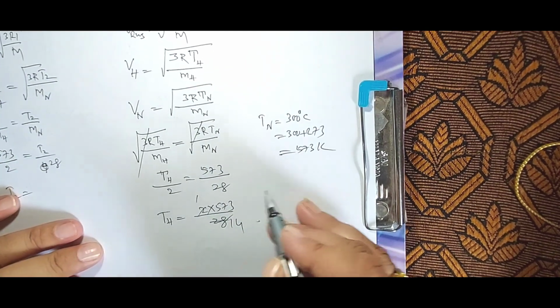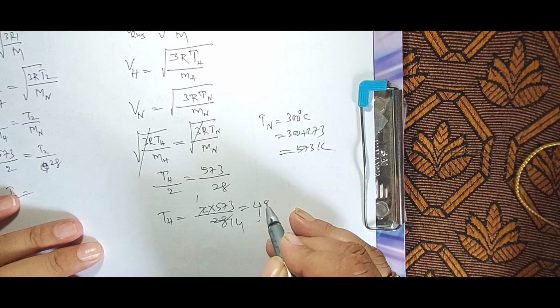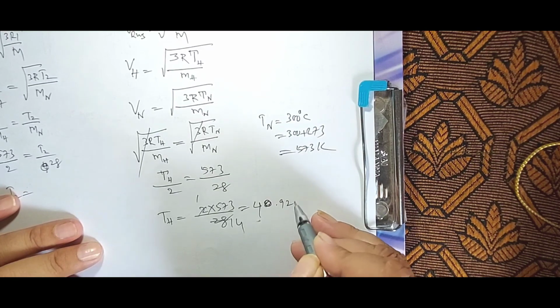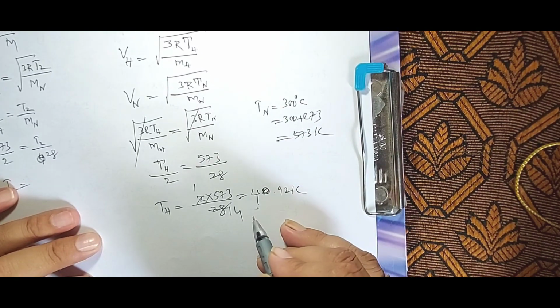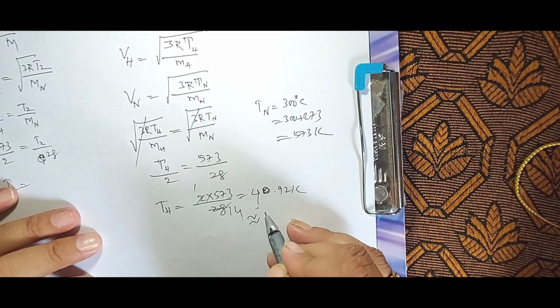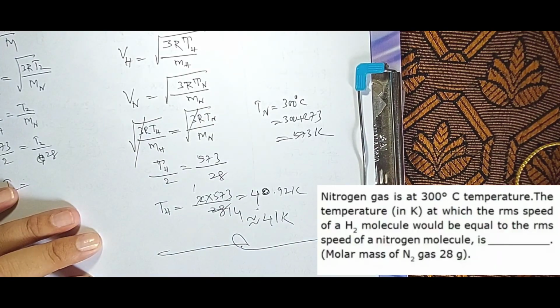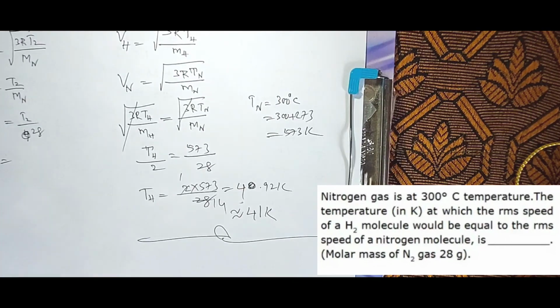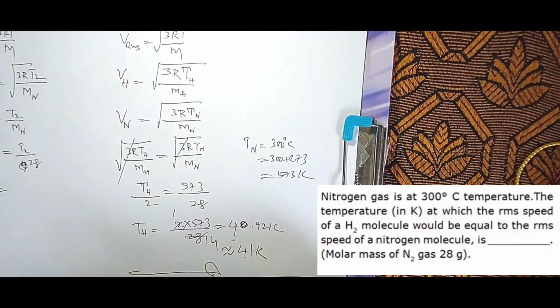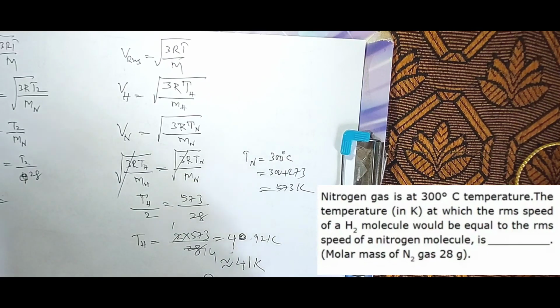So, finally, we got here 40.92 Kelvin on doing the calculation, nearly equal to 41 Kelvin. 41 Kelvin. So, this is the JEE Main paper, shift 2, September 5.